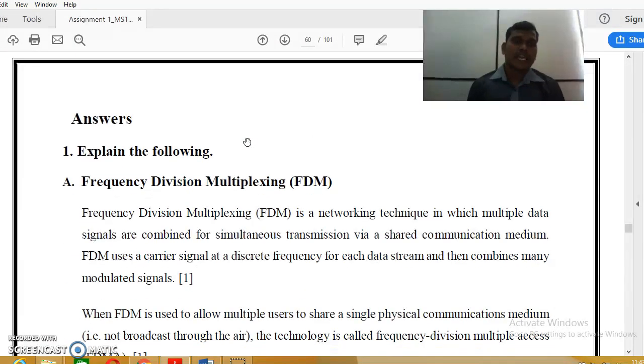Then explain the following: frequency division multiplexing.